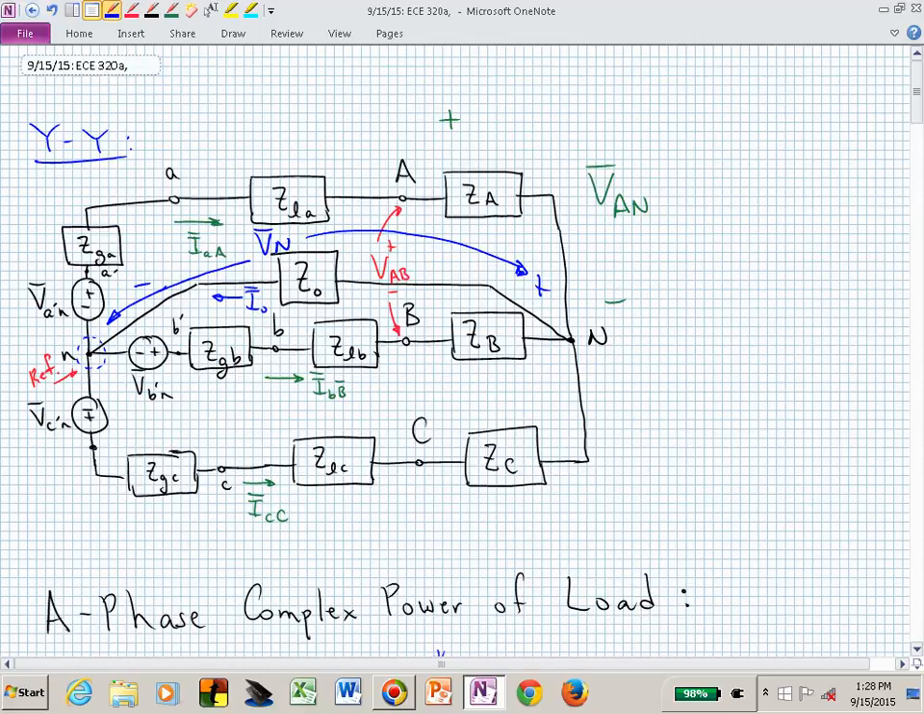That's V sub capital N to little n, and little n is my reference, so I'm going to say that's 0. That's my reference node. So we define capital N as neutral. And now if these two neutrals are not at the same potential, we've got current flowing. That's the idea, right?